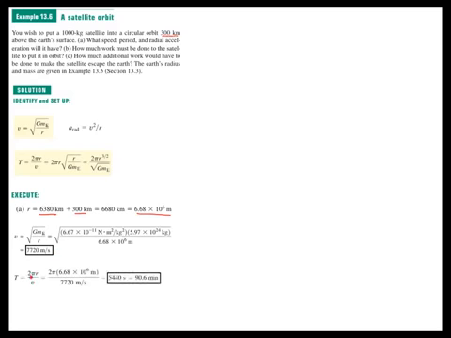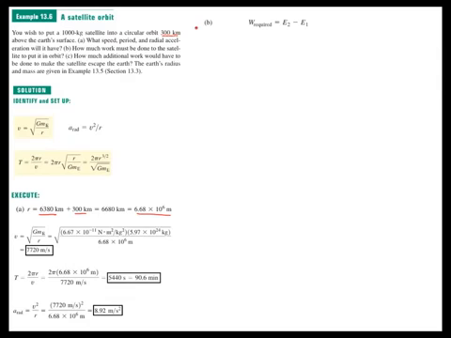The period is the distance traveled in one cycle of the orbit, which is 2 pi r, divided by the speed of the satellite. And that turns out to be about 90 minutes. And the radial acceleration will be the speed squared over r, which is 8.92 meters per second squared.